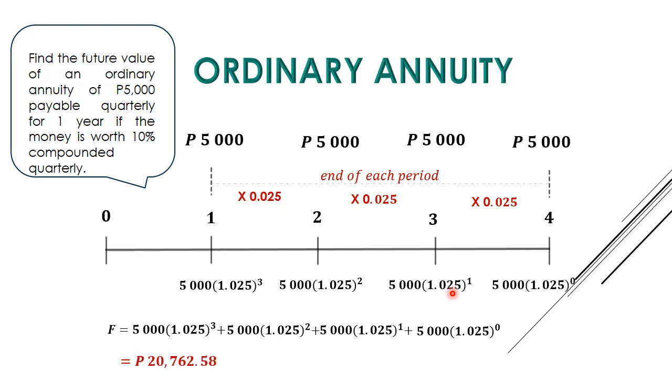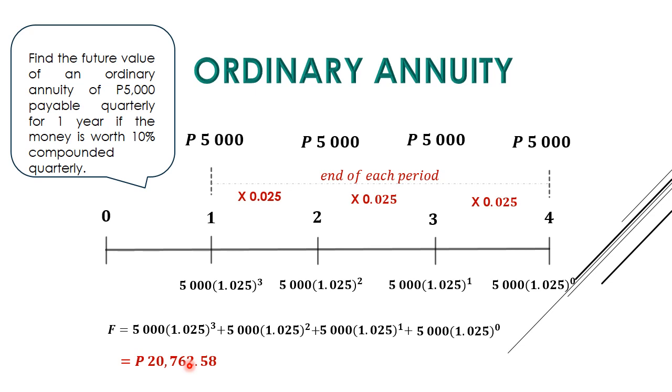So the sum is 20,762.58 pesos. If you try to check it, kindly check it in your calculator if it's really 20,762.58 pesos. So it means that the future value of an ordinary annuity with 5,000 pesos payable quarterly for 1 year with 10% interest compounded quarterly is 20,762.58 pesos. Alright, so that's how we find the ordinary annuity.